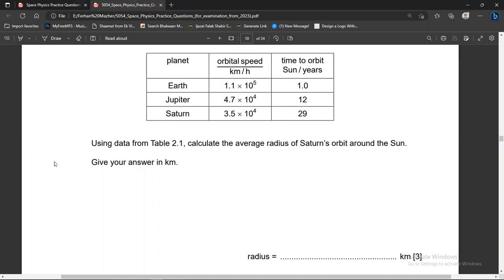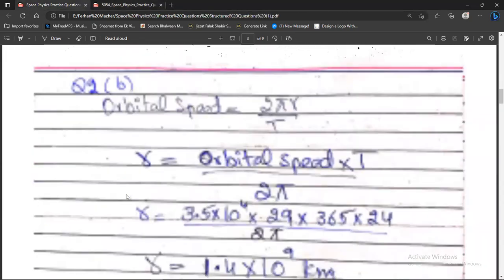Because in the speed, the time is in hours, so we will convert 29 years into hours. How do you convert that? You will multiply 29 by 365 by 24. So you will get the time in hours. And orbital speed is equal to 2 pi r divided by time. So I can calculate r, the radius of the orbit of the Saturn.